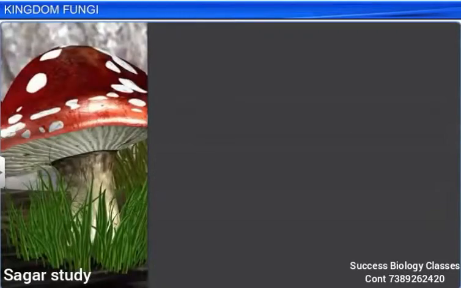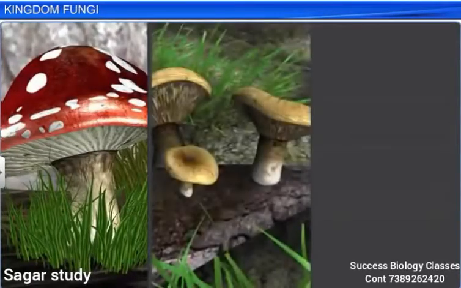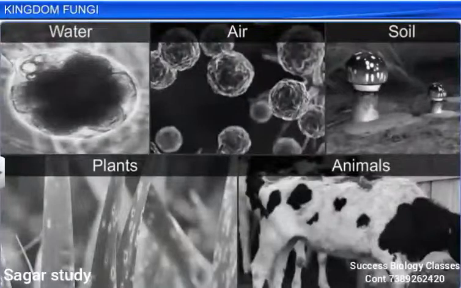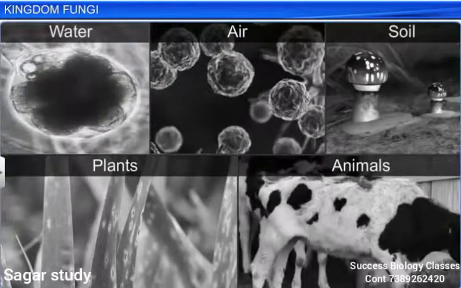Common mushrooms, toadstools, and the mold on leftover bread are all examples of fungi. Fungi can be found everywhere: in water, air, soil, plants, and animals.